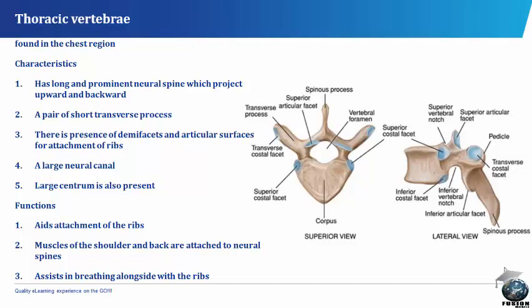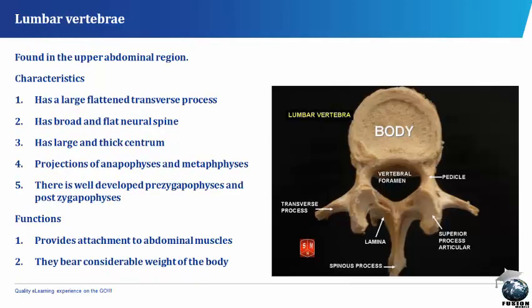Its functions include the following. 1. The thoracic vertebrae aids the attachment of the ribs. 2. The muscles of the shoulder and back are attached to neural spines. 3. It assists in breathing alongside the ribs. The lumbar vertebrae. This vertebrae is found in the upper abdominal region. In man, they are 5 in number.